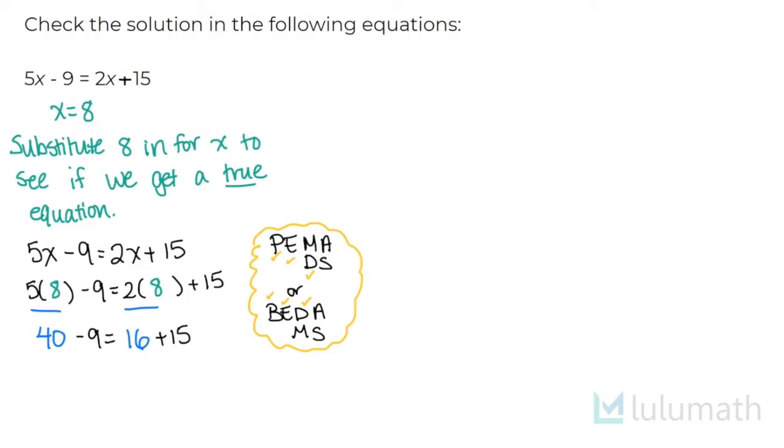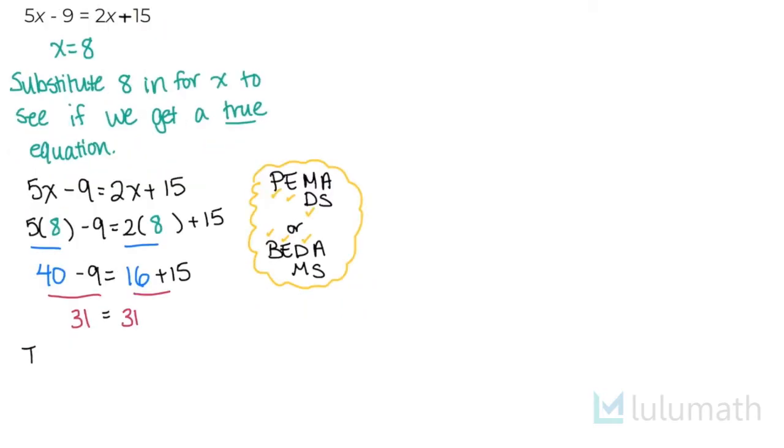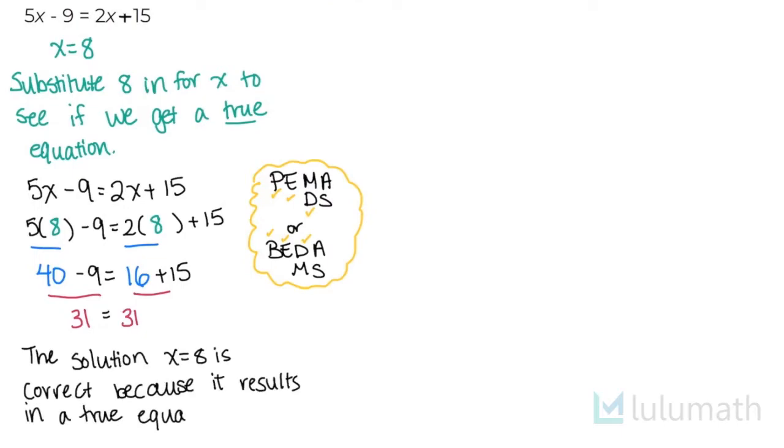So now when I do 40 minus 9, I get 31. And when I do 16 plus 15, I also end up getting 31. So this ends up being a true statement. My two sides are equal to each other. This means that 8 is the correct answer because my two sides of my equation are equal to each other, so my equation is a true statement. So the solution x equals 8 is correct because it results in a true equation.